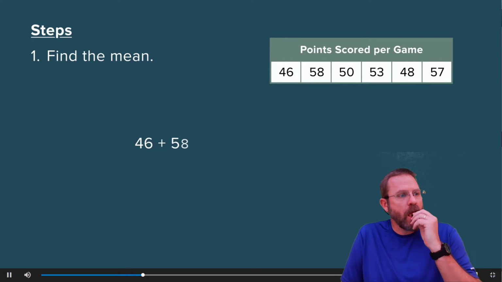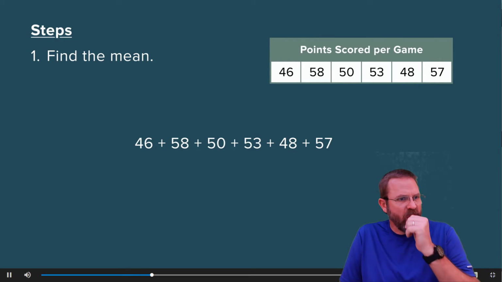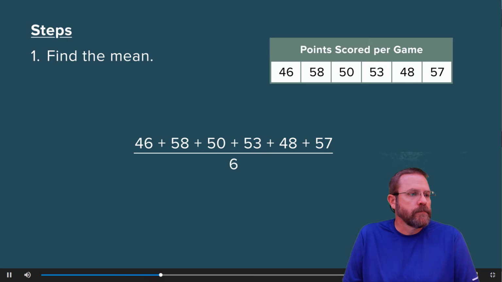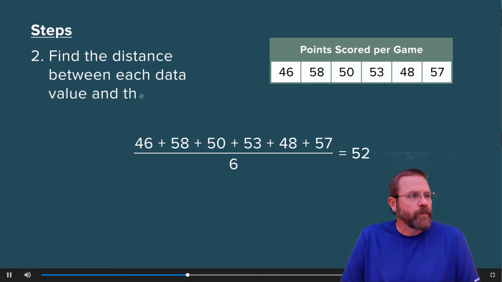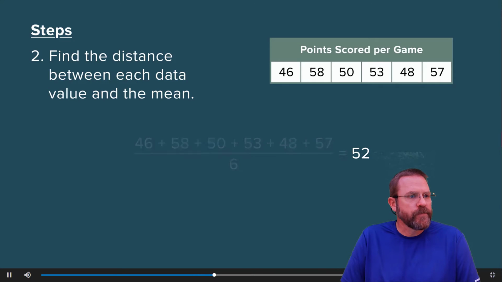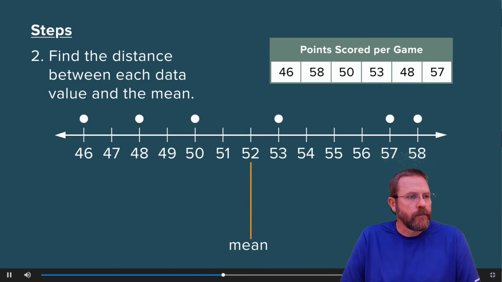Calculate the sum of the values in the data set, and then divide by the total number of values. Next, find the distance between each value and the mean. One way to do this is to plot the mean and the data set on a number line. Then find the distance between the mean and the first value. Use the same steps to find the distance between the mean and each of the other data values.